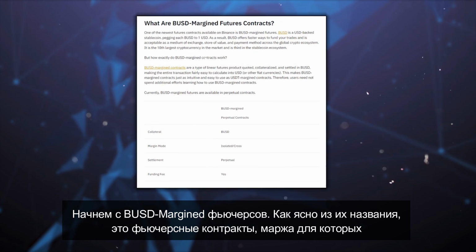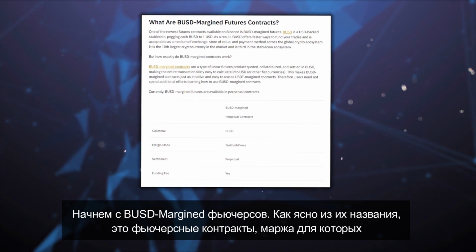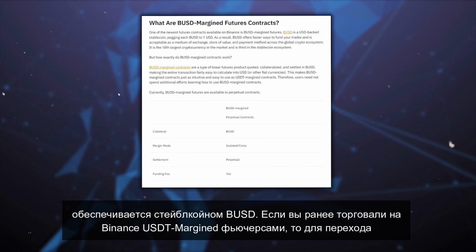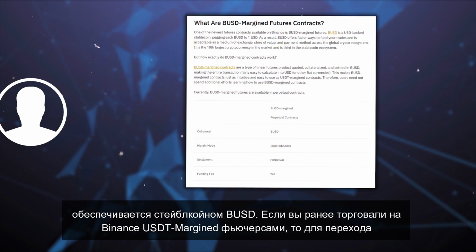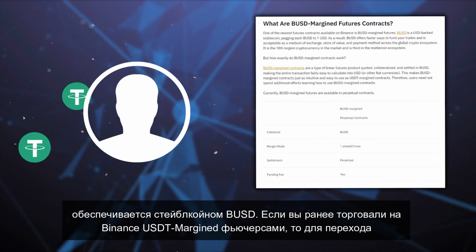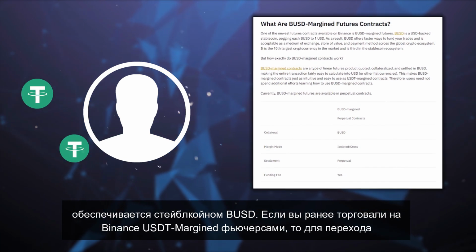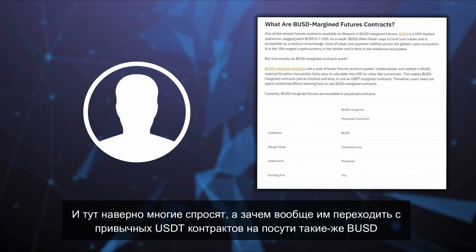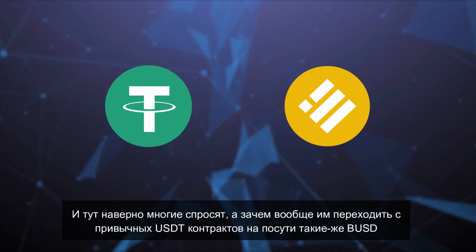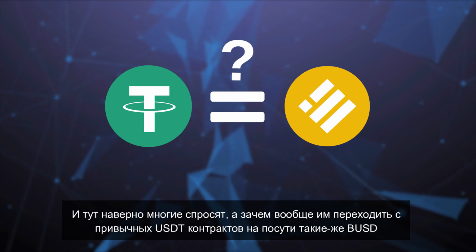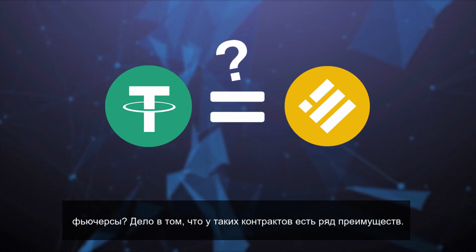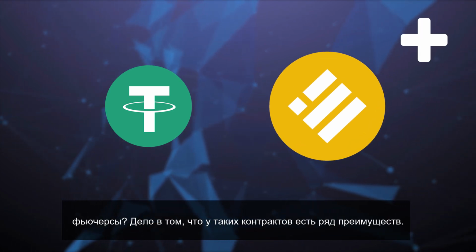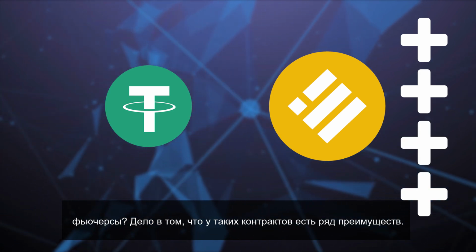As their name implies, these are futures contracts, the margin for which is collateralized by the BUSD stablecoin. If you have previously traded on Binance USDT margin futures, then you will not need to study something new to switch to the usage of BUSD margined. And here, many people will probably ask why they need to switch from the usual USDT contracts to the same BUSD futures. In fact, such contracts have a number of advantages.